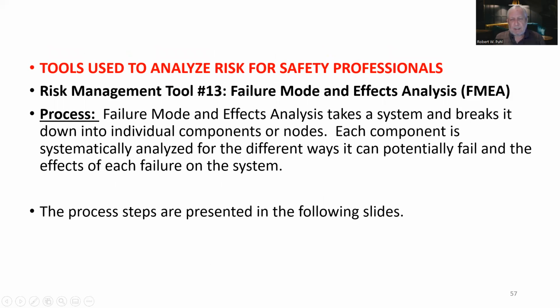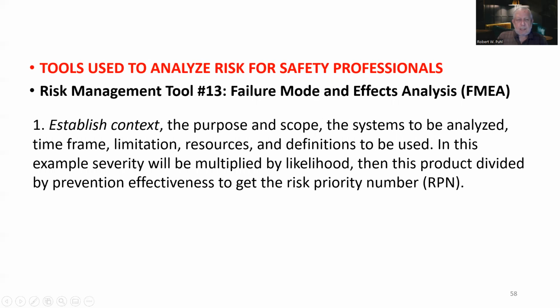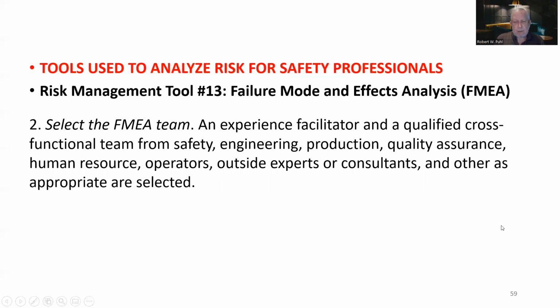Failure mode and effects analysis takes the system and breaks it down into individual components or modes, or nodes they're calling it here. Each component is systematically analyzed for the different ways it can potentially fail and the effects of each failure on the system. The process steps are presented in the following slides. Establish the context. There you go. The purpose and scope, the systems to be analyzed, time frame, limitation, resources, and definitions to be used. In this example, severity will be multiplied by likelihood, and then this product divided by prevention effectiveness to get the risk priority number. The risk priority number, of course, is the number which we're going to use to determine which ones get looked at first.